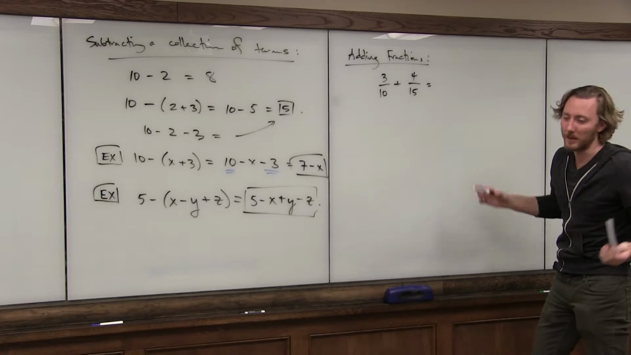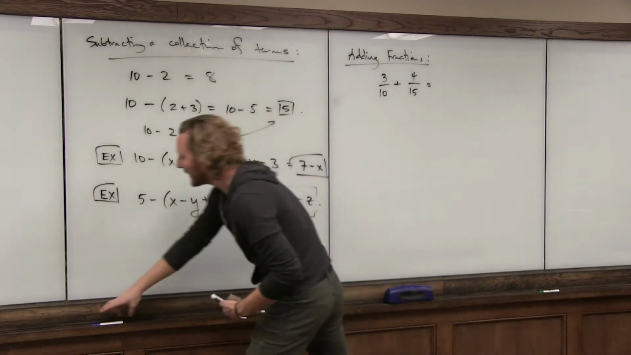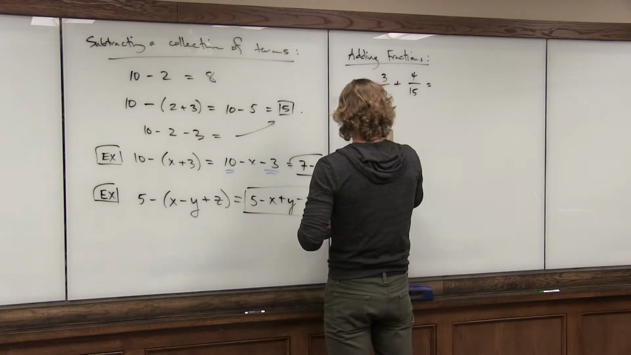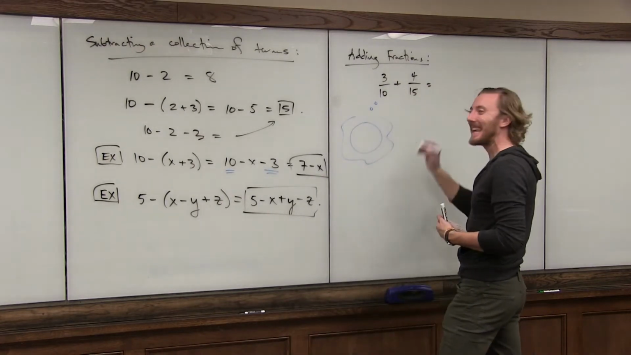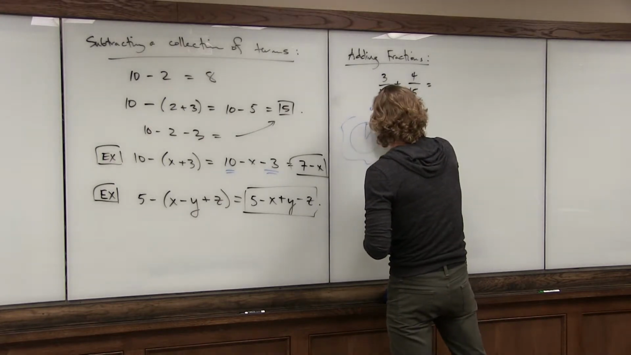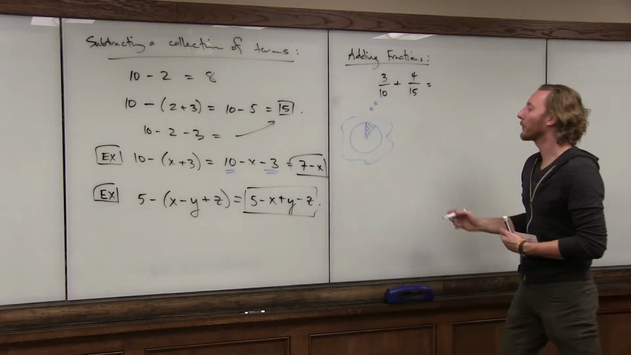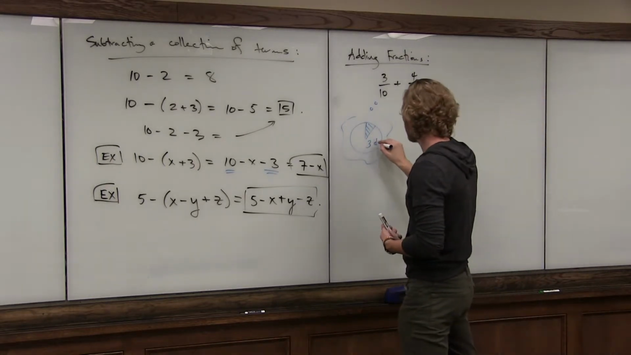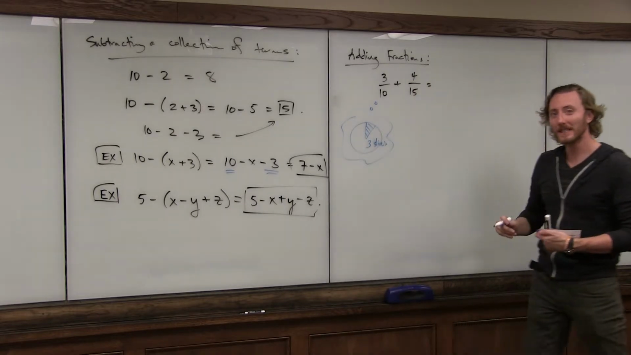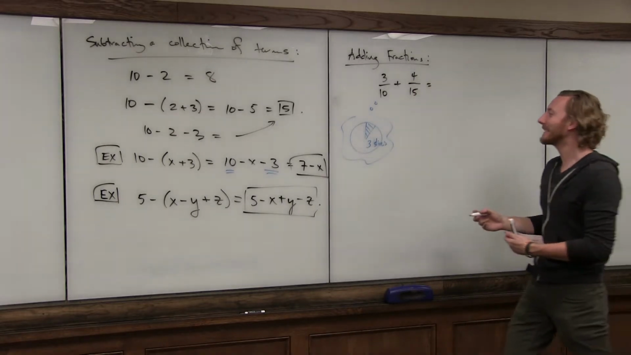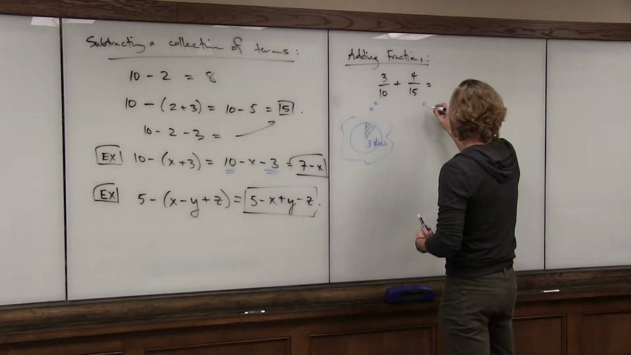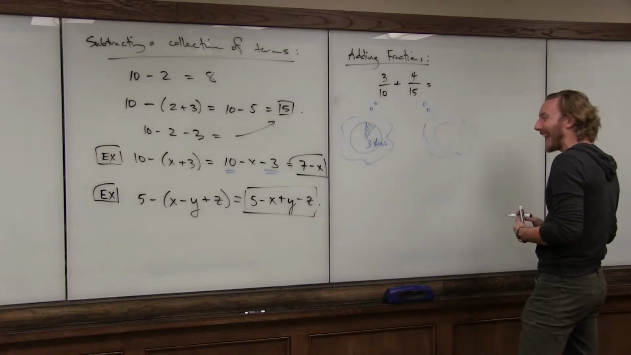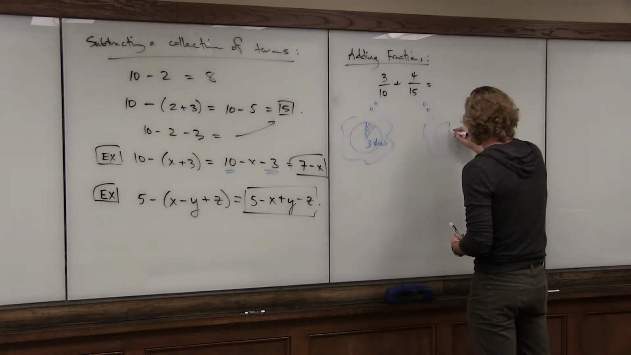So how can we work with this then? Well, think about what 3/10 is. 3/10 is like a pizza cut into 10 pieces where we have 3 of those slices. Let's just say 3 slices from a pizza that's been cut into 10 pieces. What's 4/15? Well, here, this pizza, rather than being cut into 10 pieces, has been cut into 15.